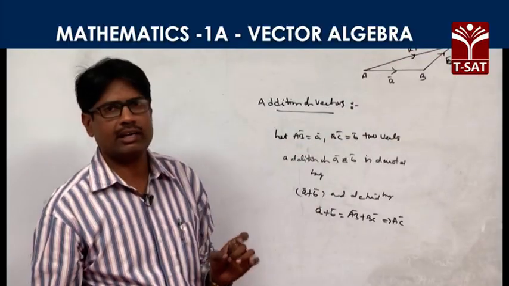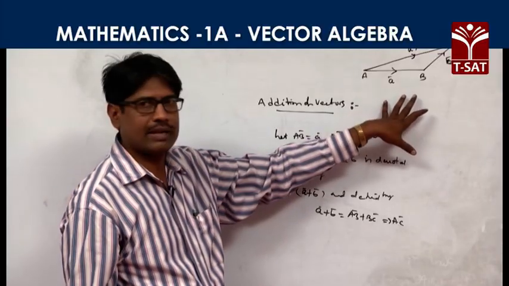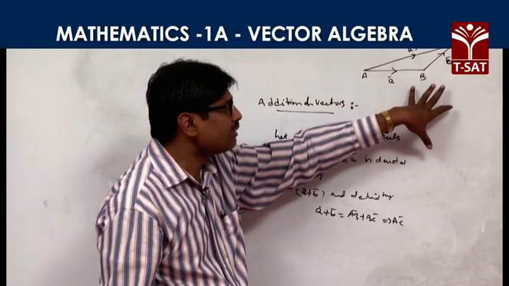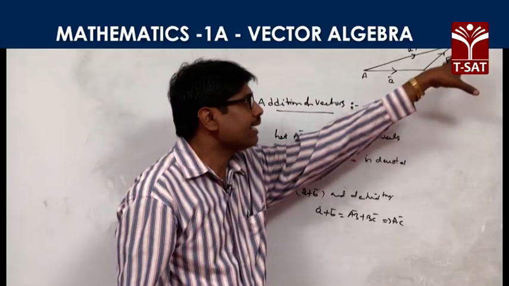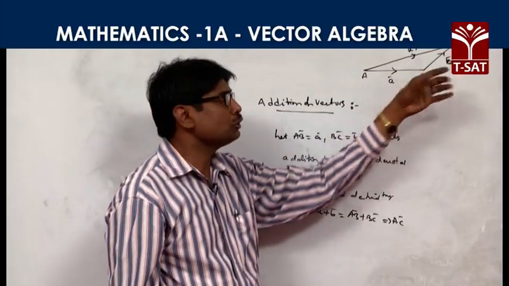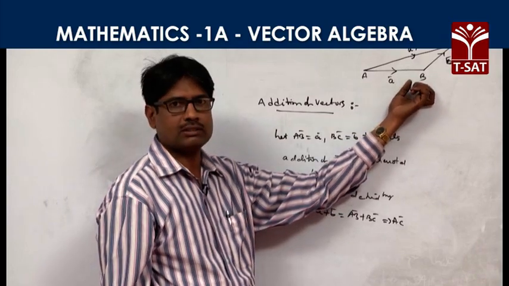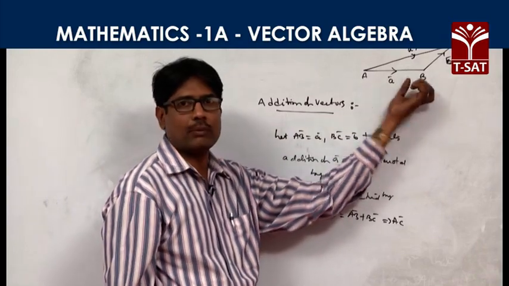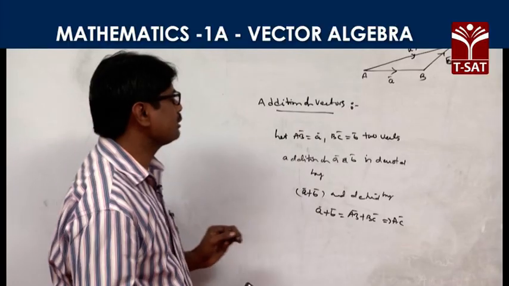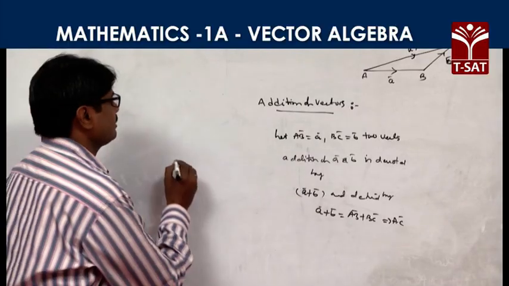Then definitely you are getting a doubt. To add two vectors, the first vector's terminal point and the second vector's initial point should be coincident. For example, you take two vectors in the space.